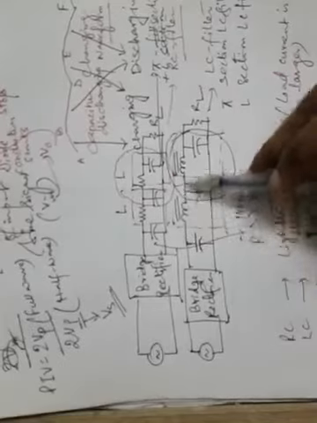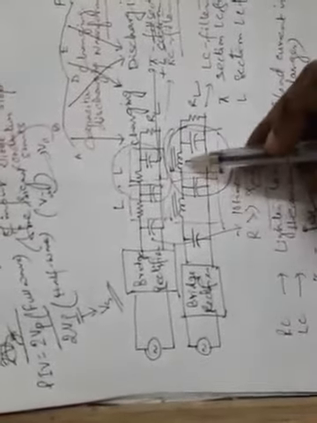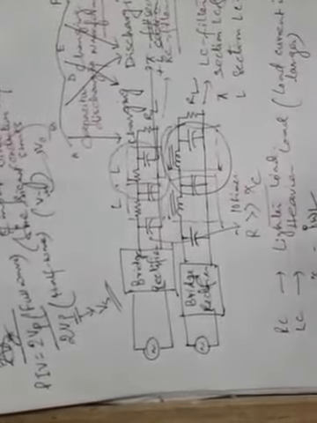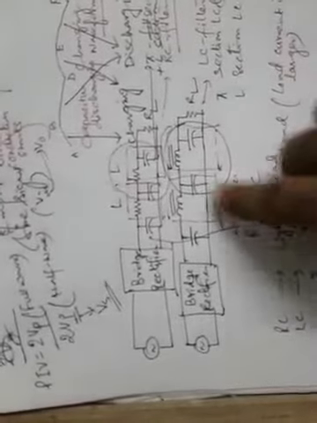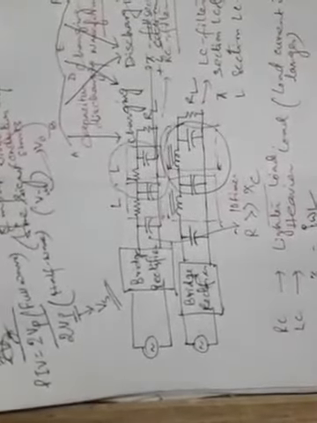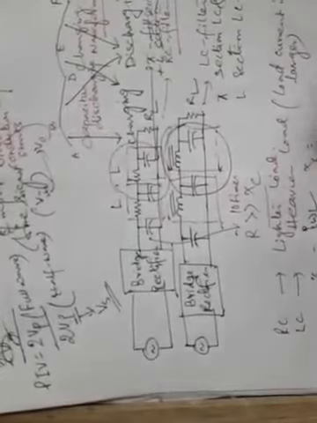That means they will pass DC easily up to the load resistance, but they will block the AC from going into the load resistance or the output, on the contrary to the operation of a capacitor, which is preferred to be connected in parallel or shunt. Because for a capacitor, Xc equals 1 by j omega C. The capacitive reactance is inversely proportional, unlike the inductive reactance, which is directly proportional.